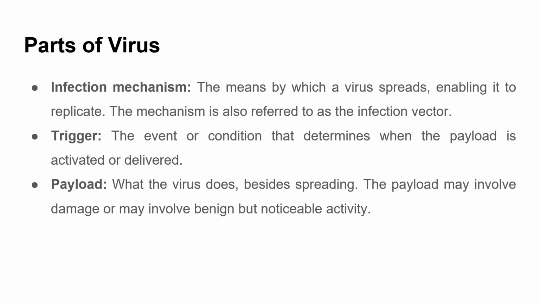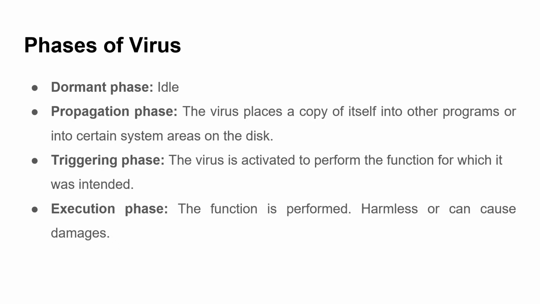Now we are going to discuss the parts of a virus: infection mechanism, trigger and payload. The infection mechanism is how the virus spreads, enabling it to replicate itself like a disease, infecting and multiplying its copies. The trigger is when an event occurs and the virus is activated and delivered. As I said, a virus always needs an action to be performed, like opening or downloading a file. That is the triggering phase. The payload is what the virus does besides spreading, and it may involve damage or some unnoticeable activities.